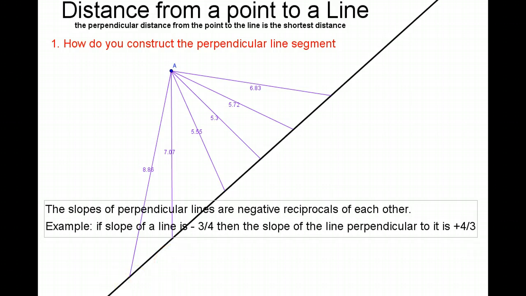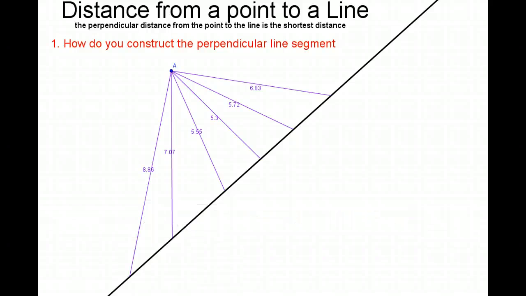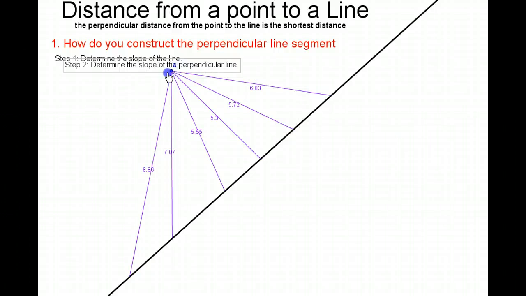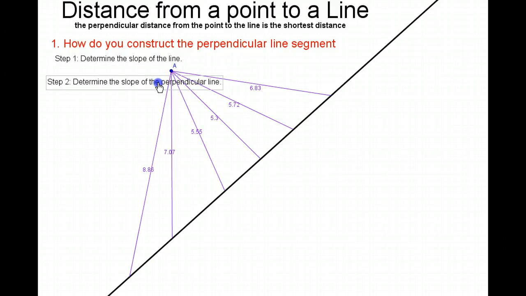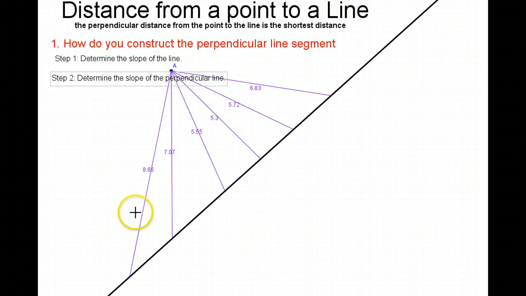In order to figure out in this example what the perpendicular line segment is, we first have to determine the slope of the original line, and then from that, produce a line that has a negative reciprocal slope for that to be the perpendicular line. So the first step in order to construct the perpendicular line segment is to determine the slope of the original line. And then we're going to determine the slope of the line that's perpendicular to that line.